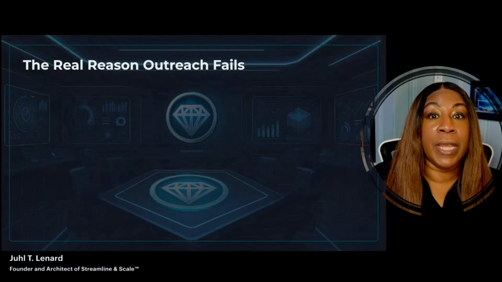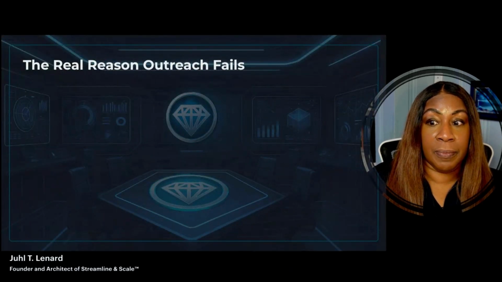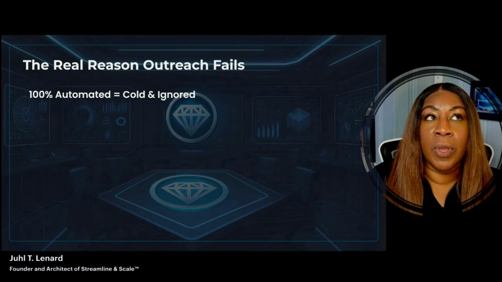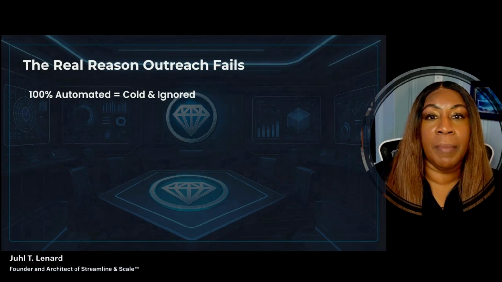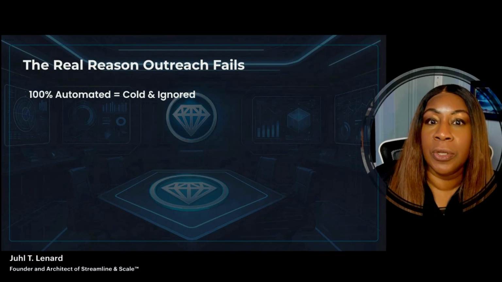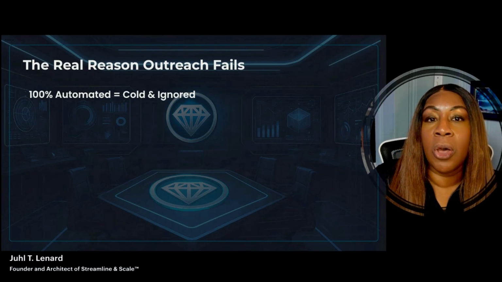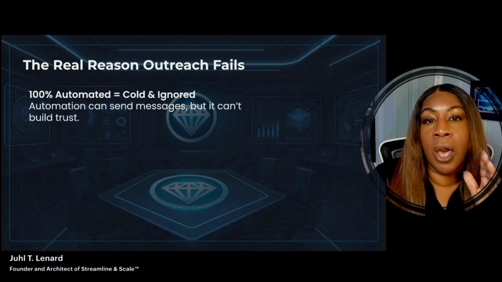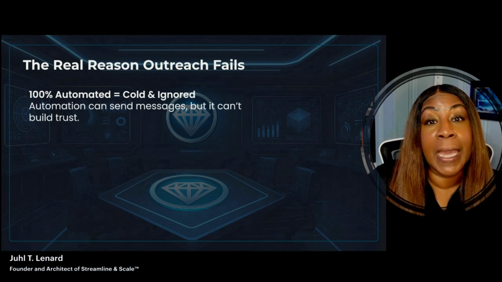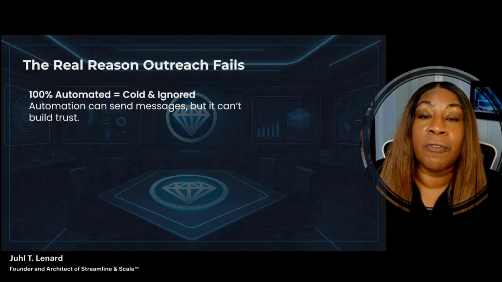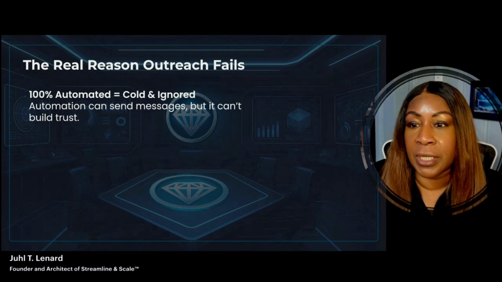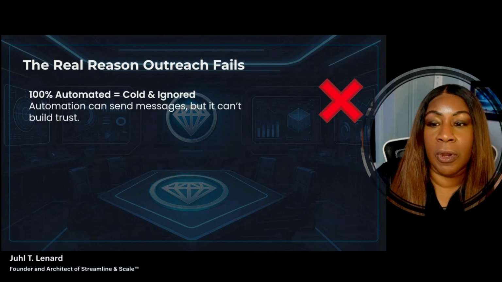The real reason outreach fails. There's kind of three areas that we look at, right? 100% automated is cold and ignored. People see it coming a mile away and they're like, automation can send messages, but it can't build trust. This is the fatal flaw in 100% automation. So that's not going to work.